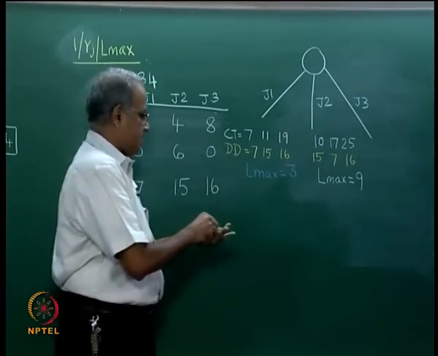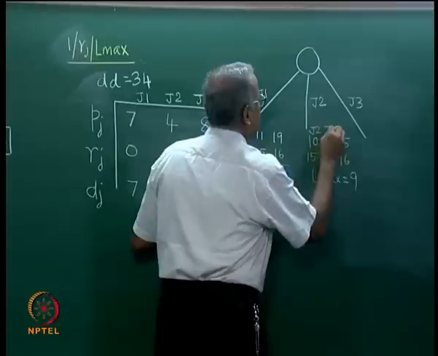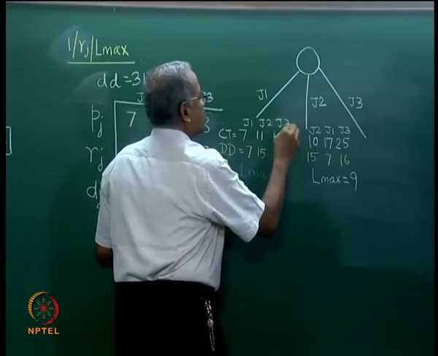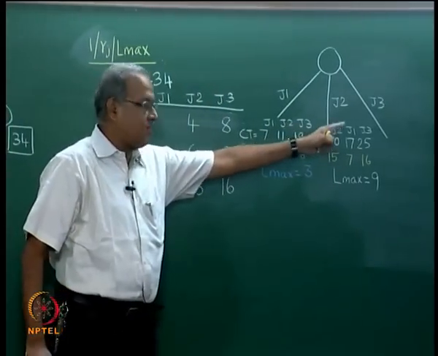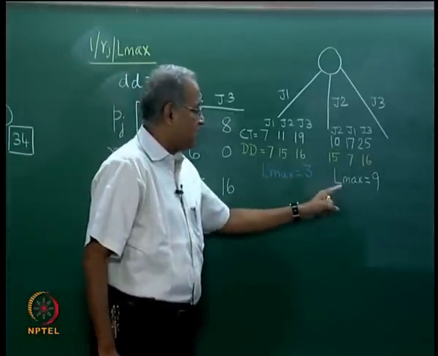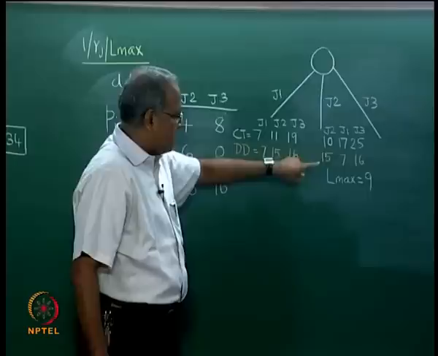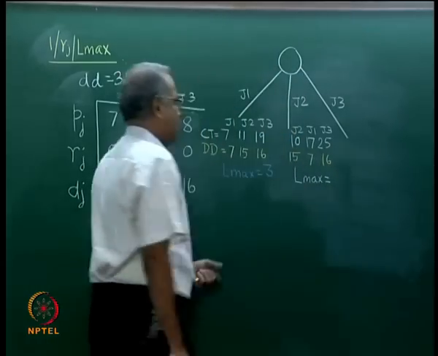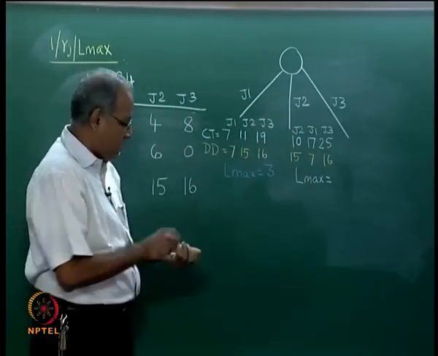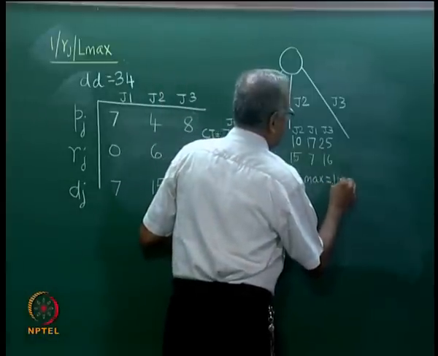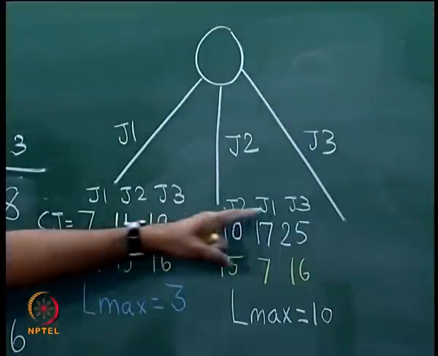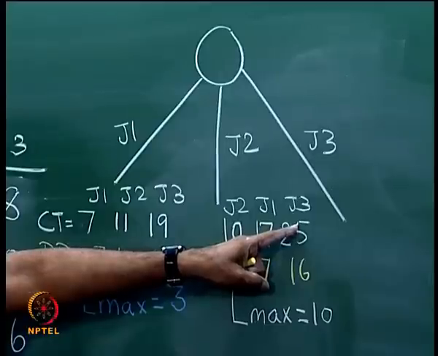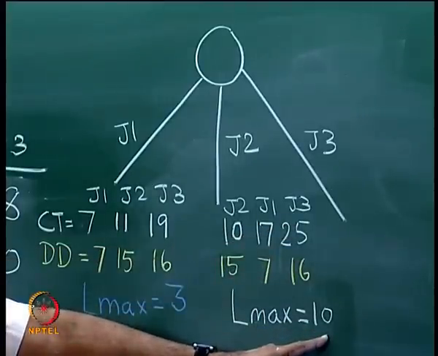Now, this is the sequence J2, J1, J3. So, the sequence J2, J1, J3 will give us a solution with L max equal to 9. Now, this job is early, this job is tardy with due date equal to 7 and completion time equal to 17. So, L max is equal to 10 from this, and for J3 due date is 16, completion time is 25. So, tardiness is 9. So, maximum tardiness is 10.